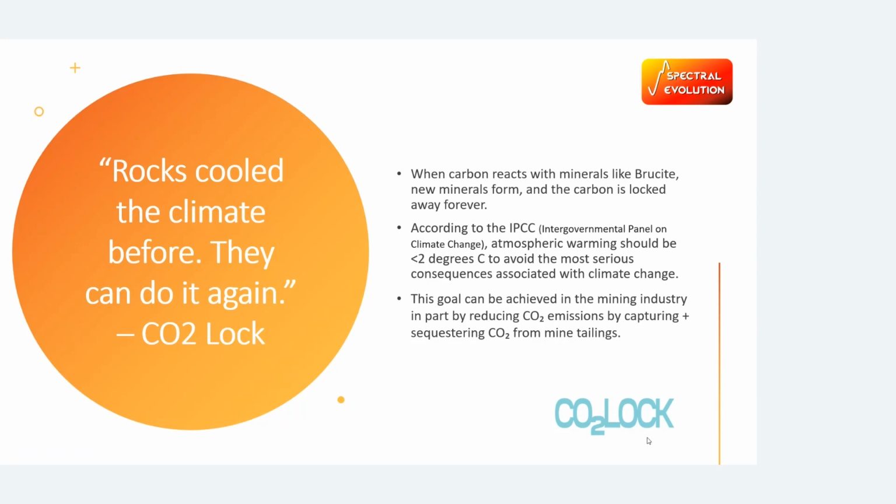Now, according to the IPCC, atmospheric warming should be less than 2 degrees Celsius to avoid serious consequences with climate change. So this goal can be achieved in the mining industry in part by reducing these CO2 emissions by capturing and sequestering CO2, especially from mine tailings, for example.